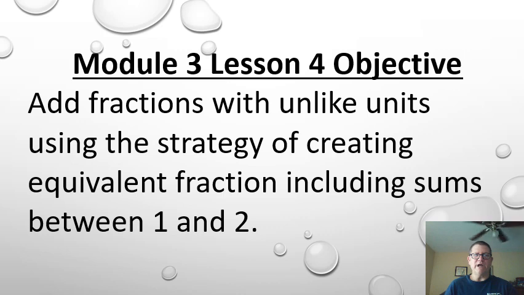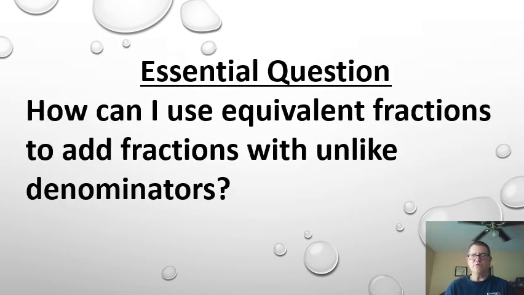Our objective was to add fractions with unlike units using the strategy of counting equivalent fractions, including sums between 1 and 2. This is going to be a lot like what we did the day before. We're going to still use models in order to make equivalent fractions. The essential question you need to think about is how can I use equivalent fractions to add fractions with unlike denominators? Think about that as we're doing the lesson.